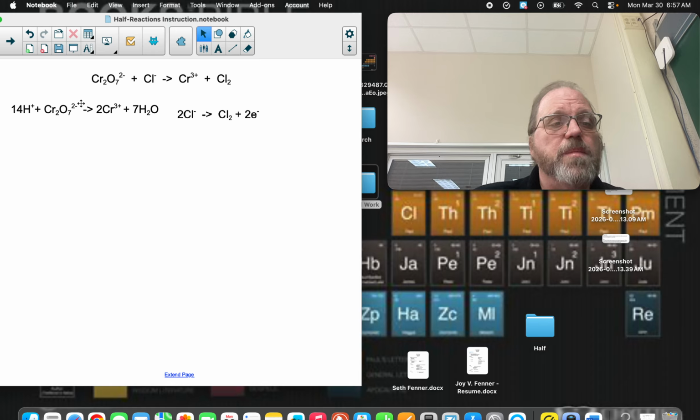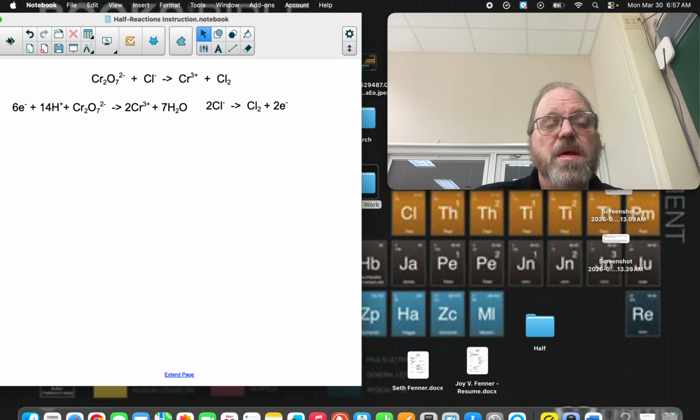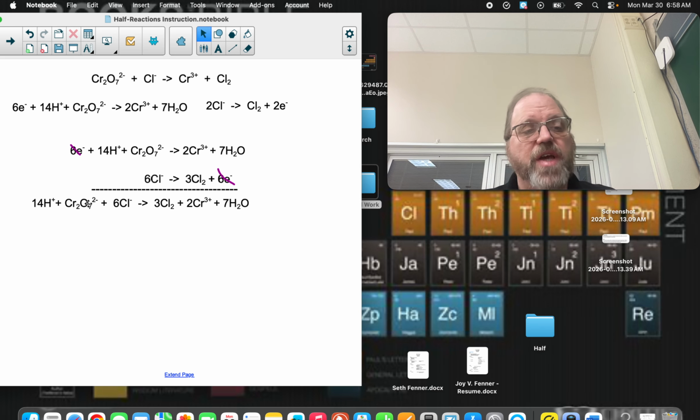Now charges. 14 plus, that's 12. Over here, I've got 3. So what do I add to 12 to get 6? Actually, it's 6, not 12, sorry. I add 6 electrons, put them underneath the side. I'm going to multiply this one by 3. So when I add them down, the electrons cross out. And that's my reaction.